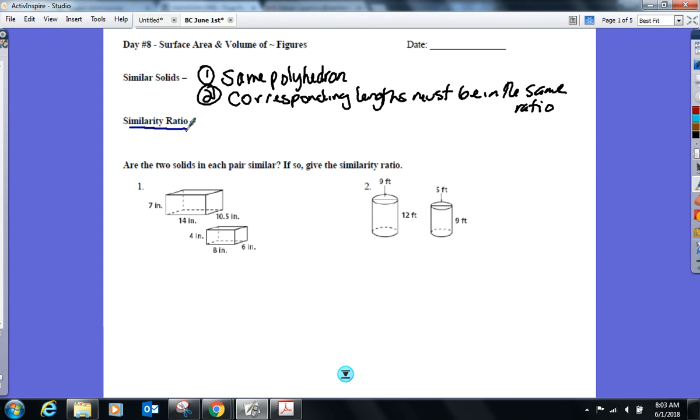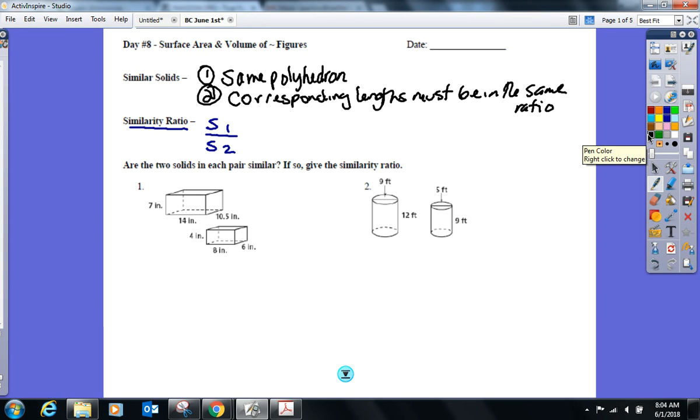Anybody, another term we've called it before as well? Begins with an S. It's two words. One starts with an S, the other one starts with an F. Scale factor. Yes. Thank you for bailing me out, Madeline. Just so you know, the abbreviation we use for similarity ratio is S1 over S2. That's the ratio of two corresponding sides.